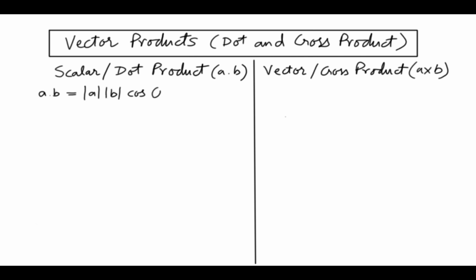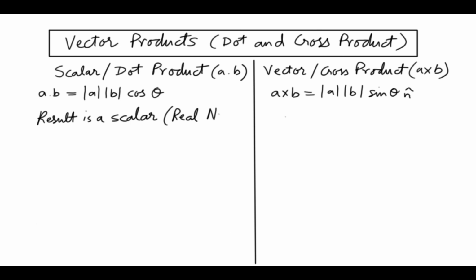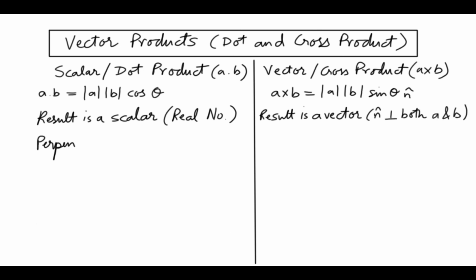So a crucial rule to remember is, if the dot product of two non-zero vectors is exactly 0, it means that they are perpendicular to each other because cos 90 degrees is 0. Geometrically, we use the dot product to find the projection of one vector along another.